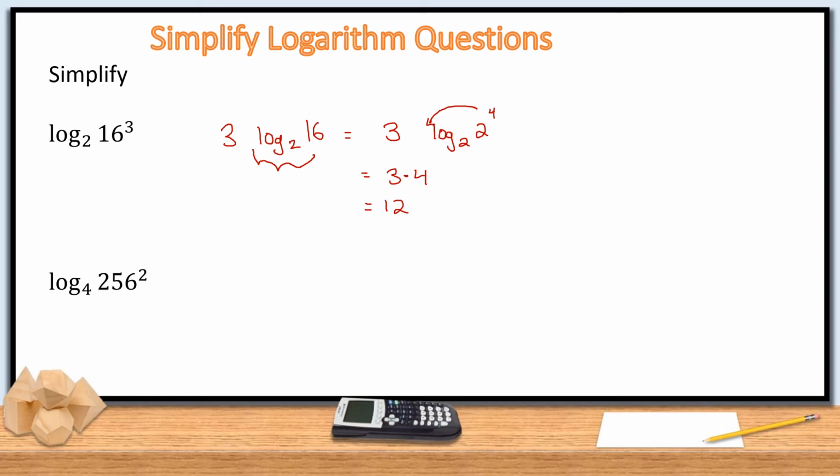All right, same kind of question down here, log base 4 of 256 to the power of 2. So we've got 2 times log base 4 of 256. And then 4 to the power of what is 256? Now that's where I might have to do a little bit of guess and check. So I believe it's 4 to the power of 5? Nope, 4 to the power of 4. Yep. So that's 4 to the power of 4. So 2 times 4, which is 8.